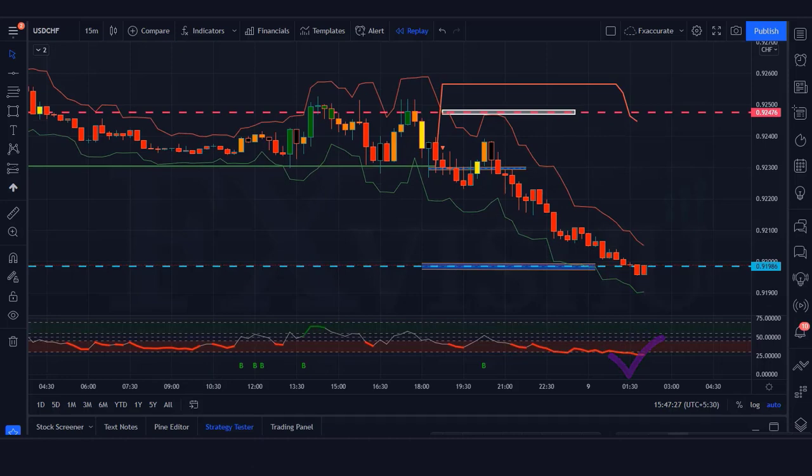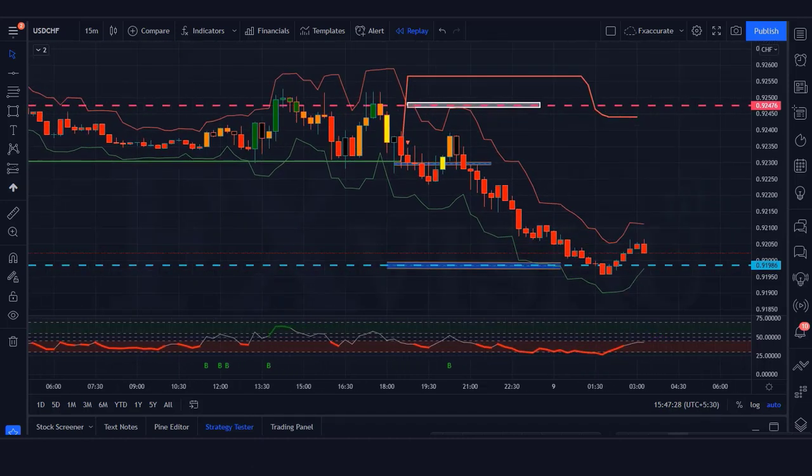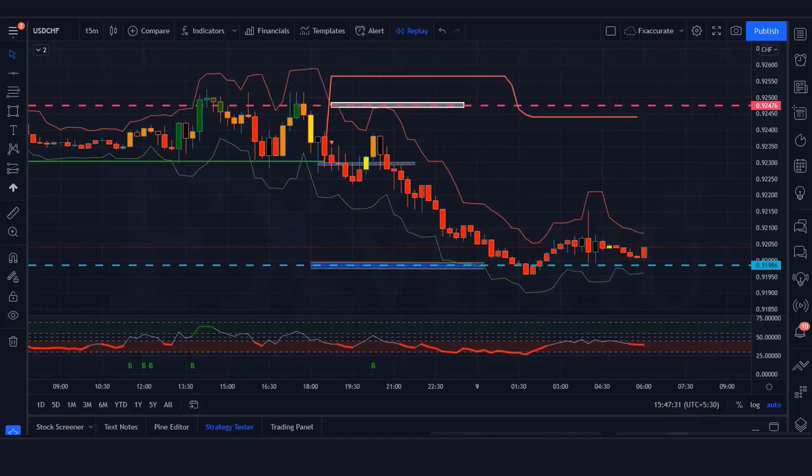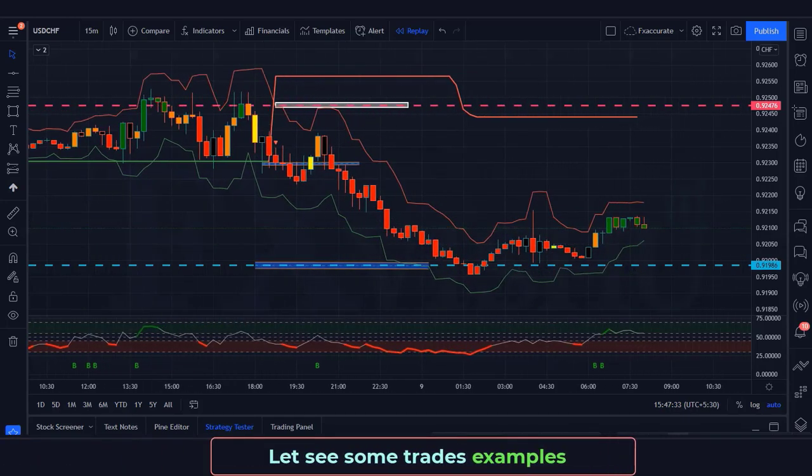The market has completely hit the target. I hope you must have understood this trading strategy. If not, then it doesn't matter. We are going to see examples of some trades, so that you will definitely understand.